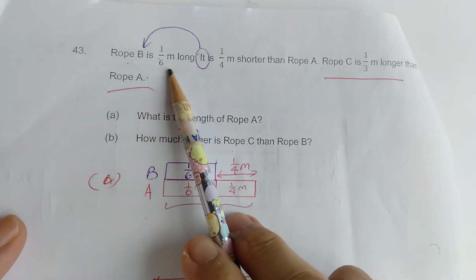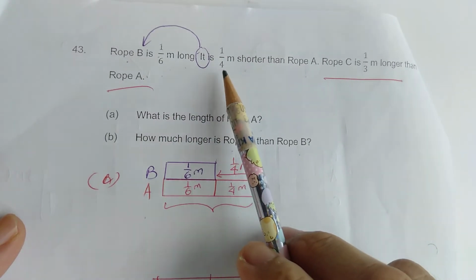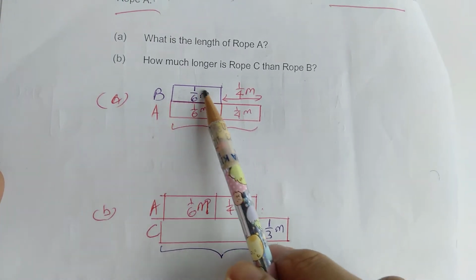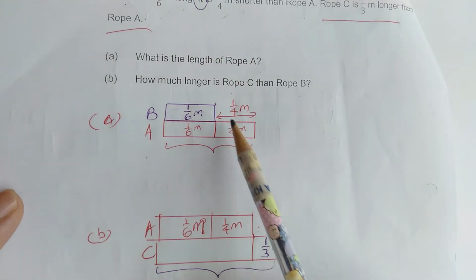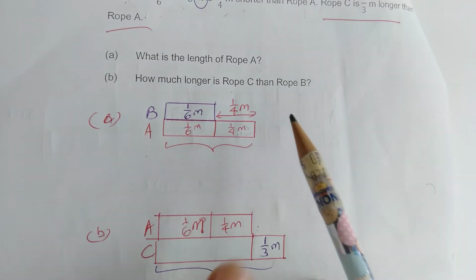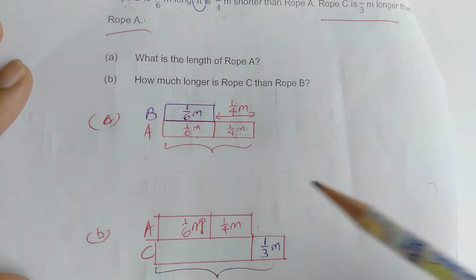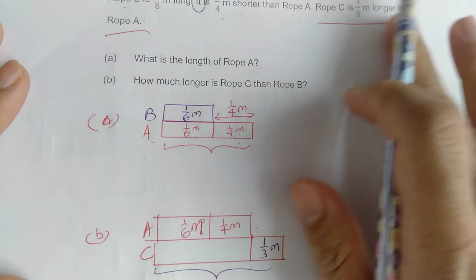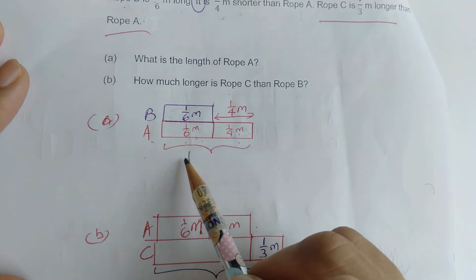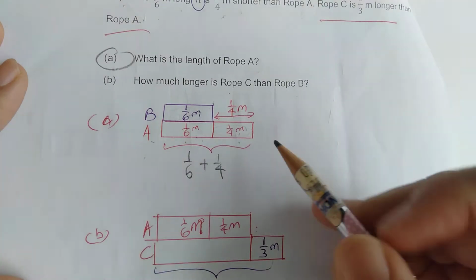Rope B is 1/6 meter long. It is shorter than rope A by 1/4 meter. Rope B is 1/6 meter long. It is 1/4 meter shorter than rope A. So if 1/4 is here, then this part is the same. It's still 1/6. So what is the length of rope A? I ignore the second part first. So it's simply 1/6 plus 1/4. I'm doing part A now.